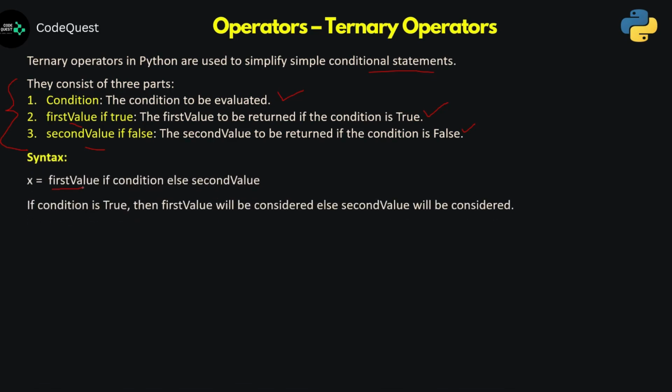This first value is going to be assigned to this x when this condition results to true. In case the condition becomes false, the second value will be assigned to this x.